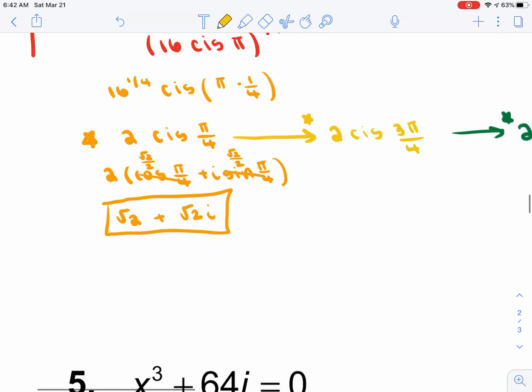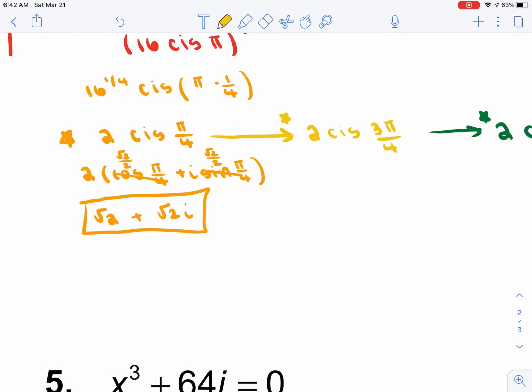Now, because my second solution has the same ordered pair but is in quadrant 2, I'm going to change the x value.